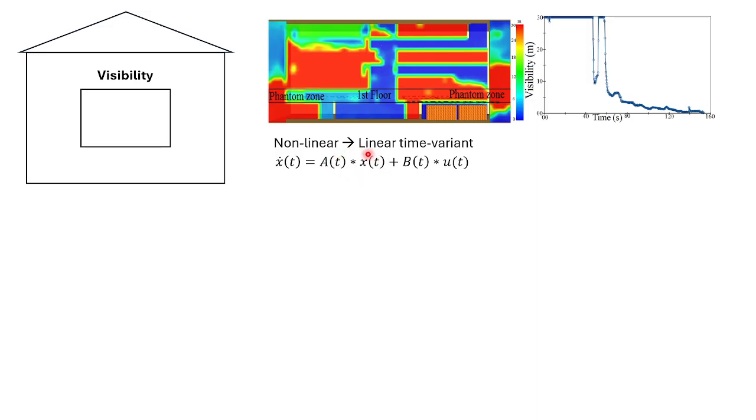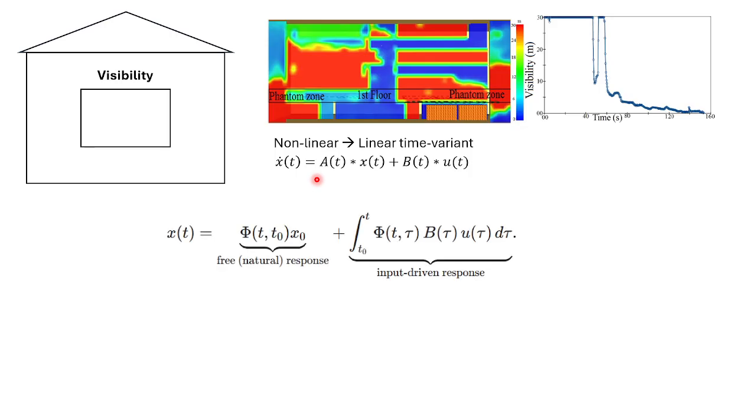And while u was 0, this is called the zero input state response. Anyway, I'm not going to explain that either. I'm just going to show the solution. So the solution is more interesting.